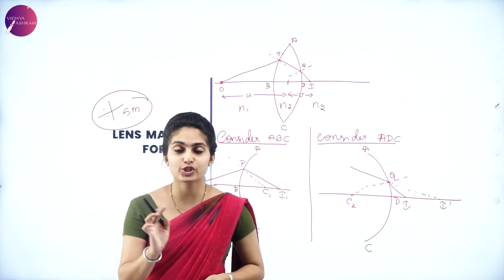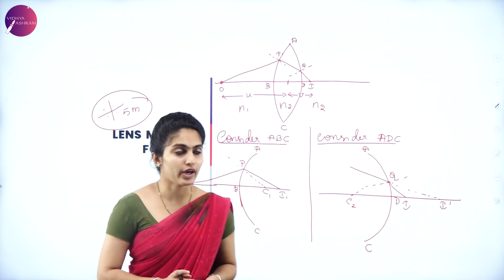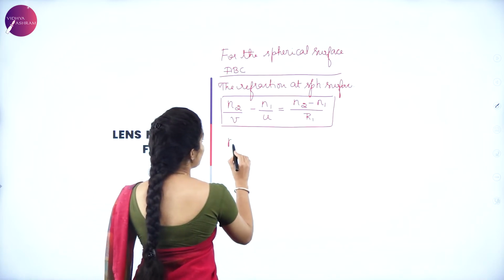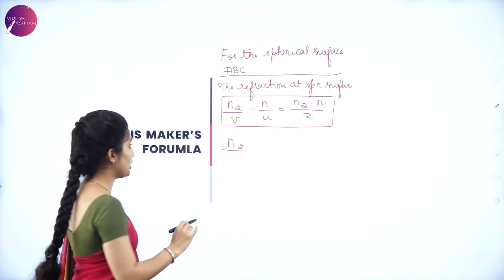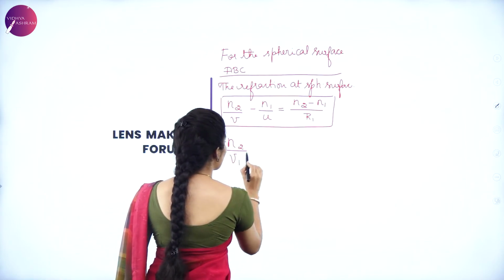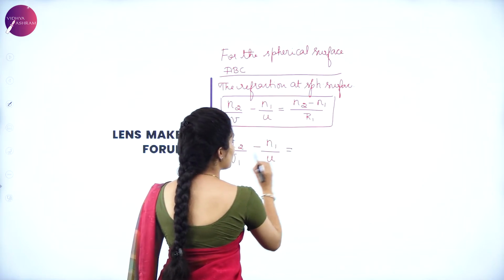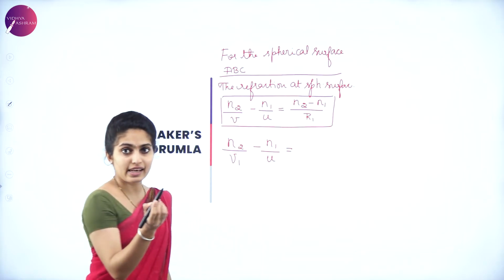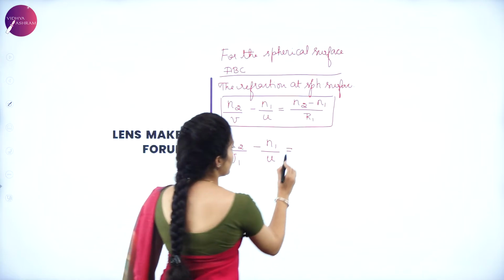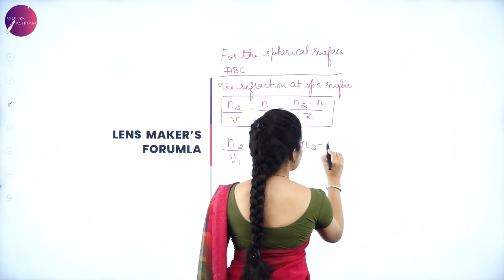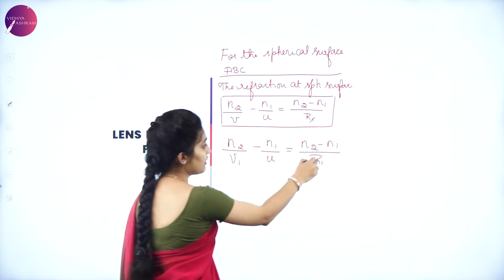That means the distance of the virtual image can be known as V1. So here we have N2 divided by that. In case of the denser medium, there is a virtual image which is created. So I'll write V1 minus N1 divided by U is equal to N2 minus N1 divided by R1, because N1 is the rarer medium in which the object is placed and the object distance is U. This is just R, so here we have R1.